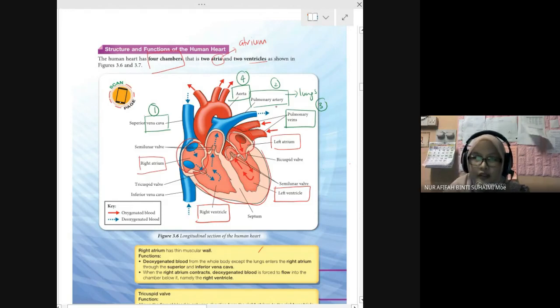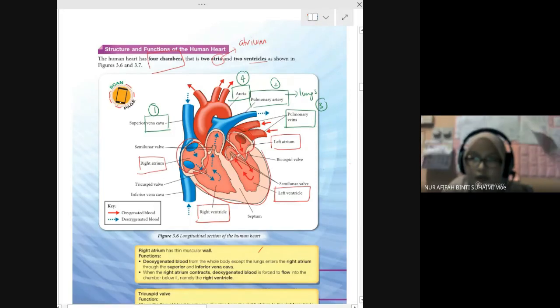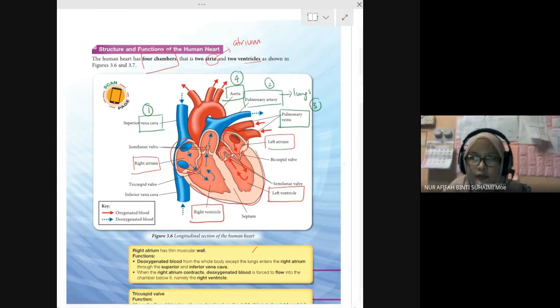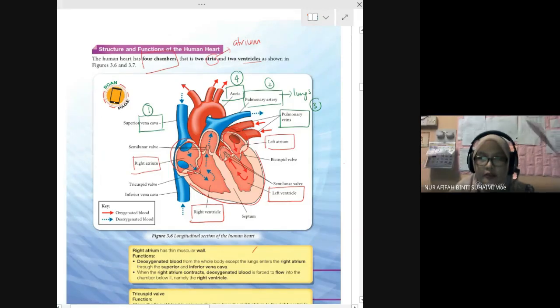Okay, do you still remember the structure that I drew on the whiteboard last week? I drew the heart. Our heart has 4 chambers: right atrium, right ventricle, left atrium, left ventricle. It is connected to 4 vessels: VC, aorta, PA, and PV. Still remember this one?